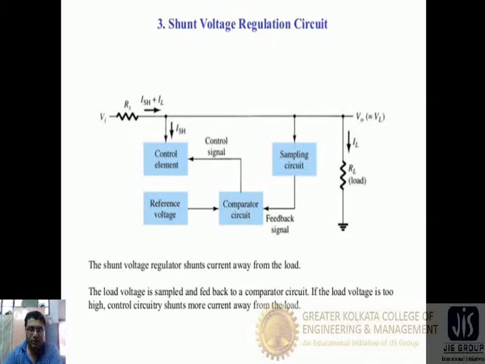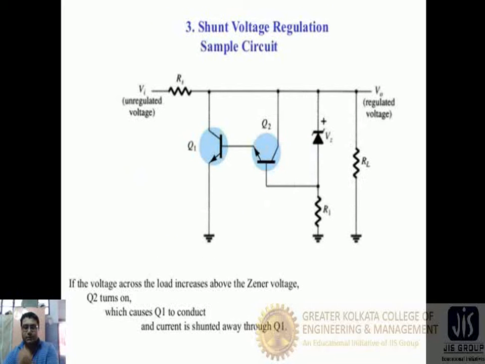The shunt voltage regulator shunts current away from the load resistance. The load voltage is sampled and fed back to a comparator circuit. If the load voltage is too high, the control circuitry shunts more current away from the load resistance. So in this way it produces a stable output.